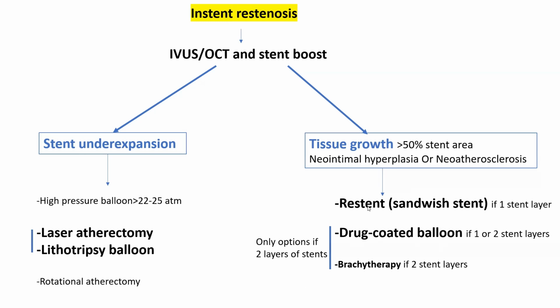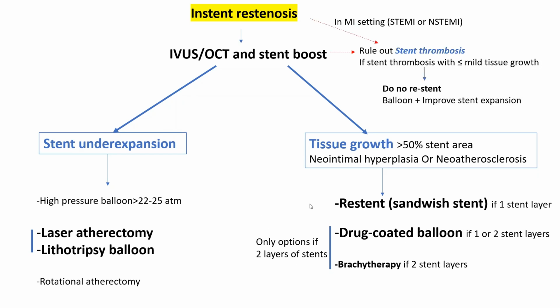So generally speaking, for tissue growth, the two big treatments are restenting, if one stent layer, and drug-coated balloon, if you have one stent layer or two stent layers. One stent layer, as an alternative to restenting, and in two stent layers as the best option, drug-coated balloon. Brachytherapy if you have recurrent restenosis in two stent layers. Okay, do not restent if you have already sandwich stent and two stent layers. Those are the only options if you have two layers of stent. And sometimes, again, you have combined mechanisms. So you need to do laser and or lithotripsy and restent, or laser and lithotripsy and drug-coated balloon.